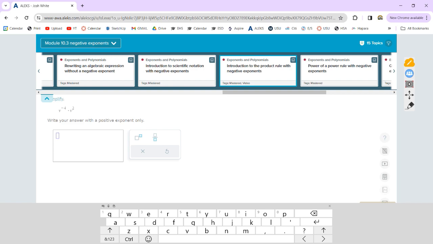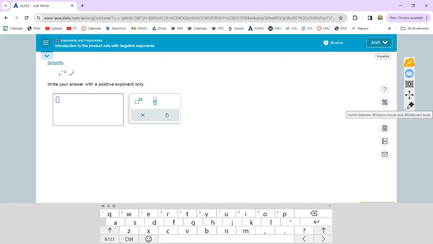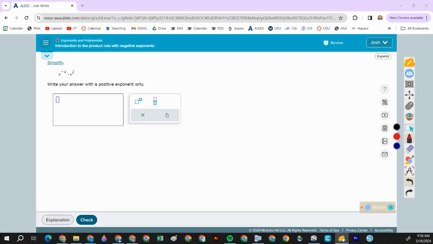All right. V to the negative 4 times v squared is going to be v to the negative 2, which is just 1 over v squared.